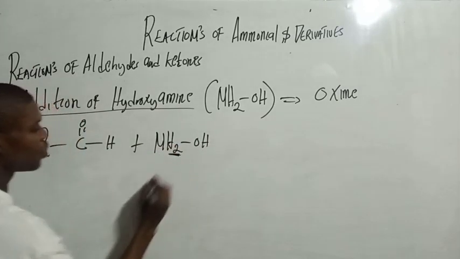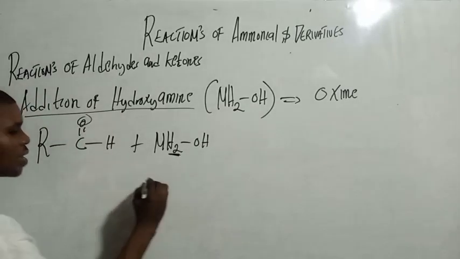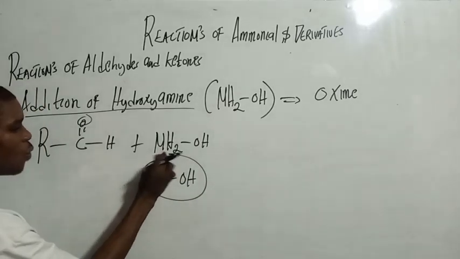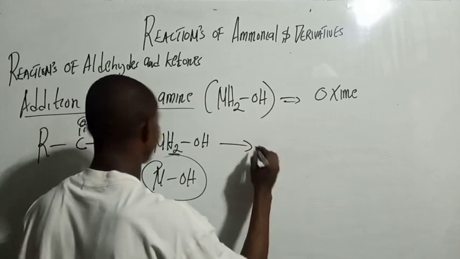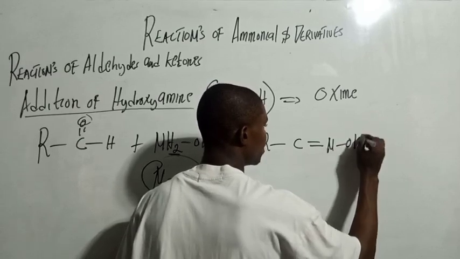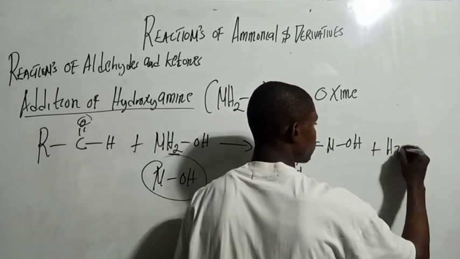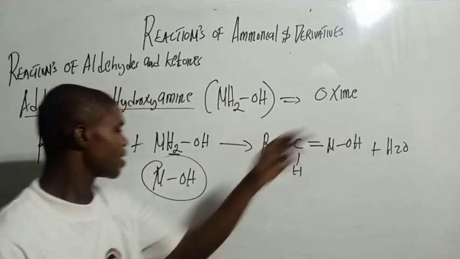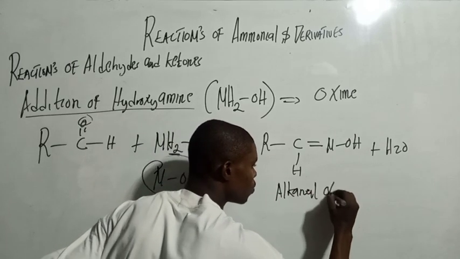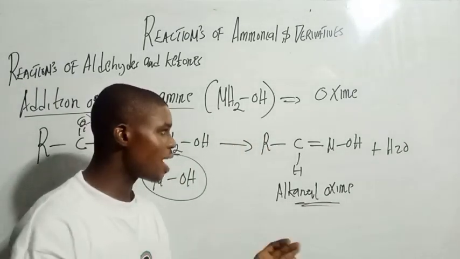Now, just the same way, these two hydrogens here will also move to form water. What we are left with is R, NOH, right? Can you see that? Then here we have hydrogen plus H2O. Now the product is called an oxime. It's going to be alkanal oxime as the product. Do you understand?